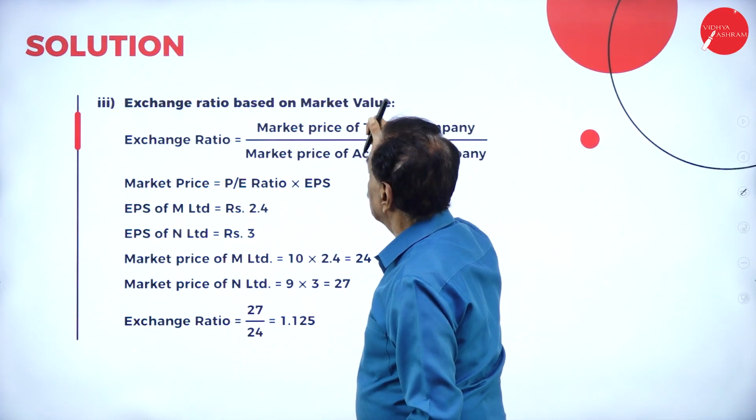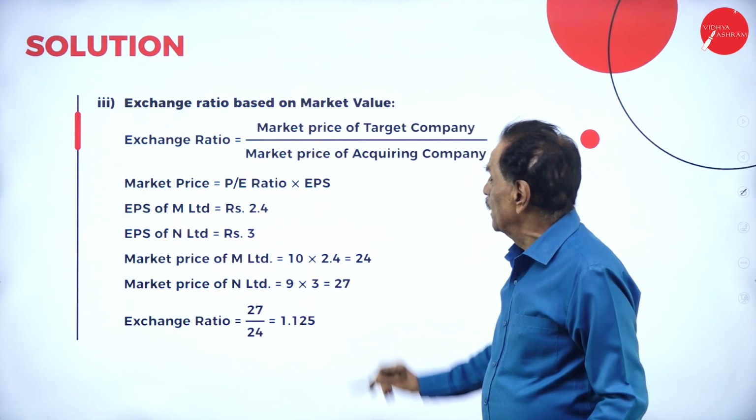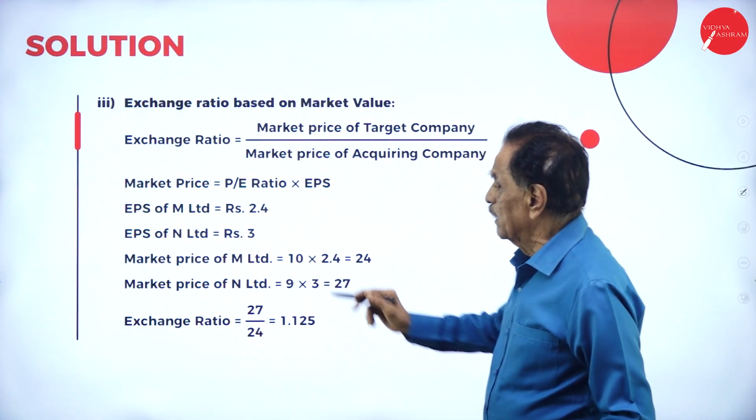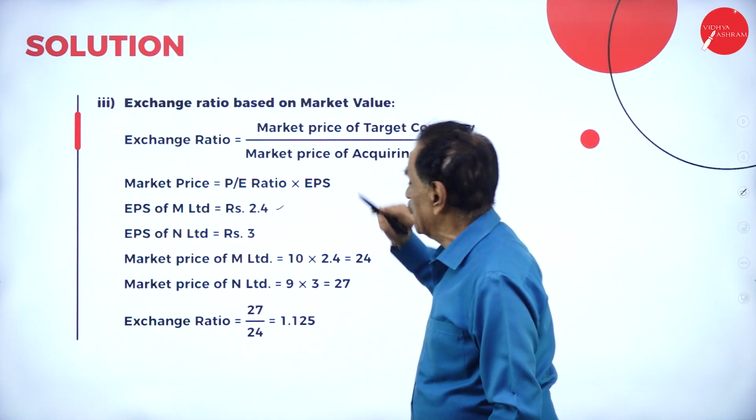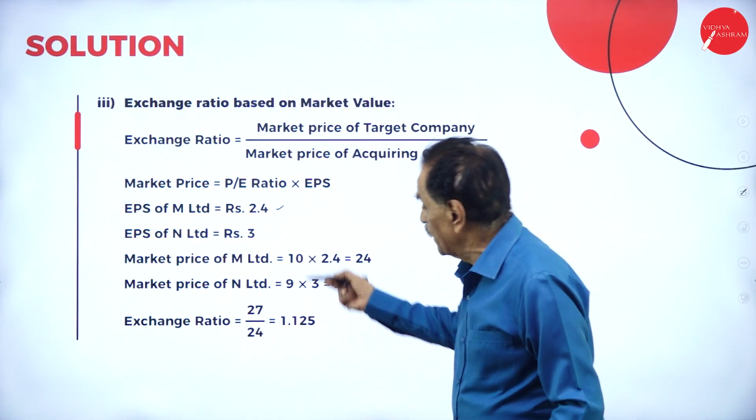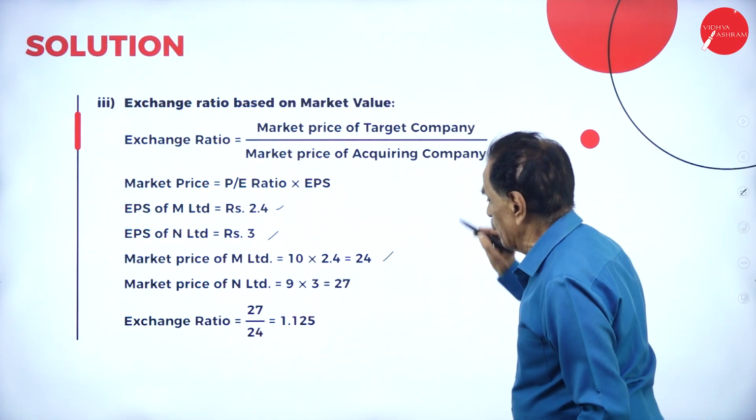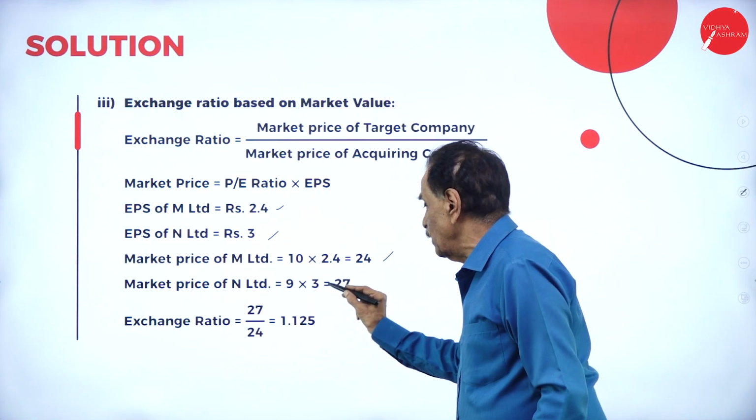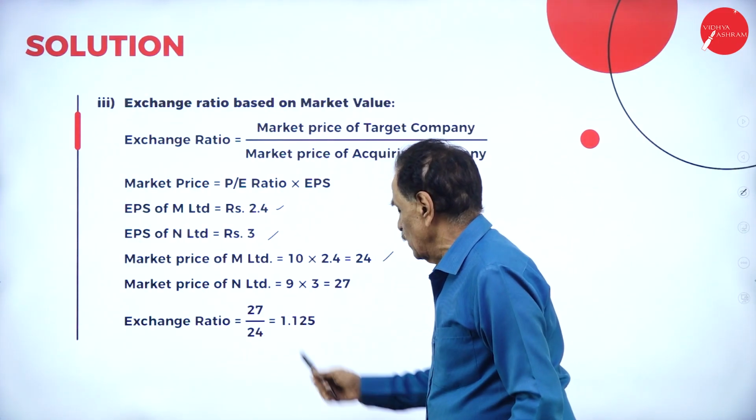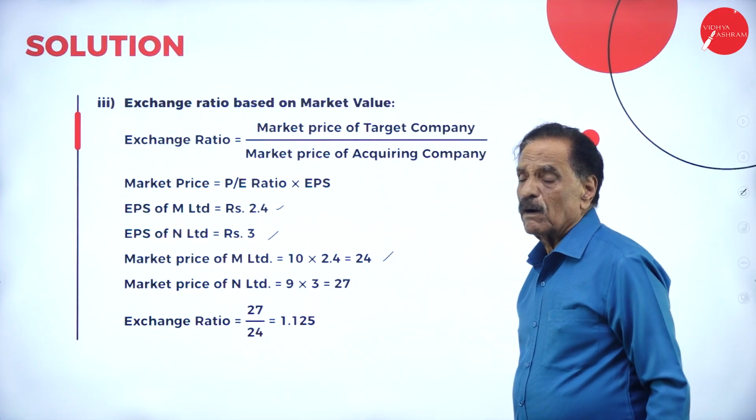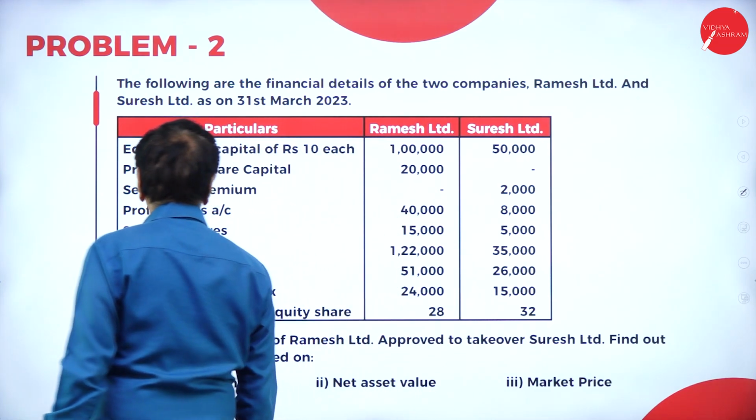Exchange ratio based on market value. Exchange ratio is the market price of target company divided by the market price of acquiring company. Market price is price earning ratio multiplied by EPS. EPS of M Limited is 2.4. EPS of N Limited is 3. Market price of M Limited is 10 into 2.4, 24. Market price of N Limited is 9 into 3, which is 27. So N Limited divided by M Limited, 27 divided by 24, is 1.125. So this completes problem number 1.